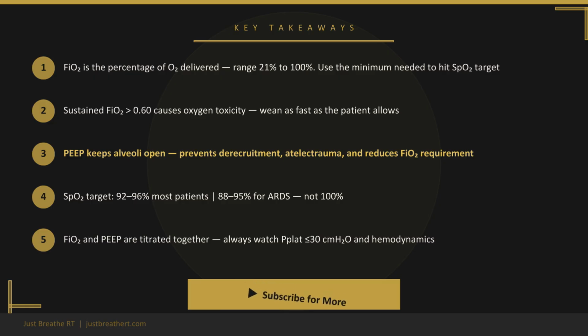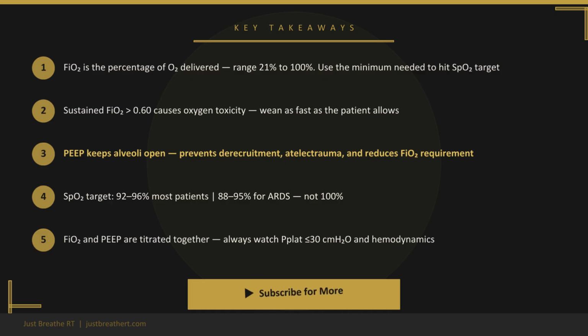Your SpO₂ target for most ventilated patients is 92 to 96%. For ARDS, 88 to 95%. Not 100, not whatever looks good. The right number, maintained efficiently. FiO₂ and PEEP are titrated together using evidence-based tables. As one goes up, the other follows. As one comes down, the other follows. Always watching plateau pressure. Always assessing hemodynamics.